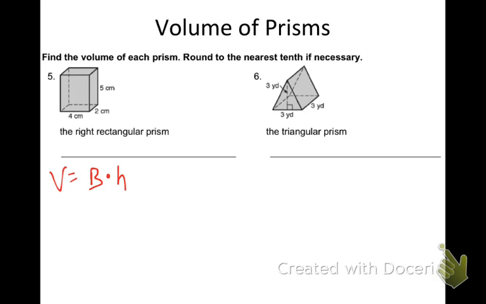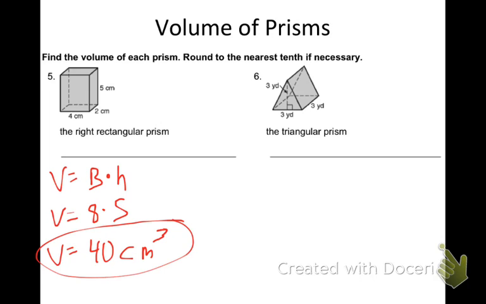What's the area of the base here, Gabe? What's the area of that base going to be? 8 times what's the height then? 5. And you get the volume of what? Centimeters cubed. Nice job.